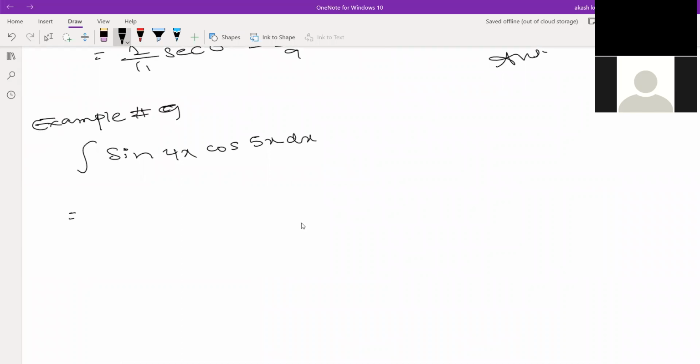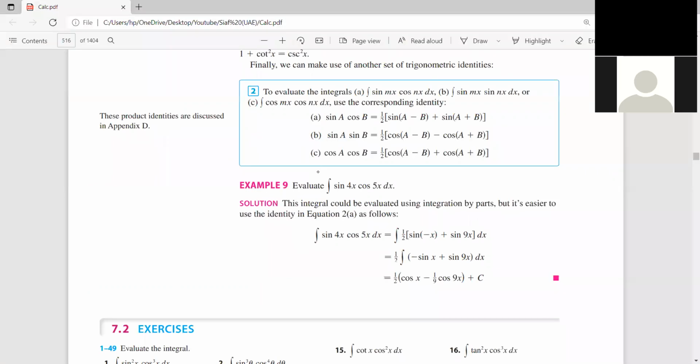Okay, there is a formula. Again, three formulas, for the products of double angles: sine A cos B, sine A sine B, and cos A cos B. So you can apply these formulas to evaluate your functions. We have sine and cos, so we can apply the first formula, which is half of sine A minus B plus sine A plus B.